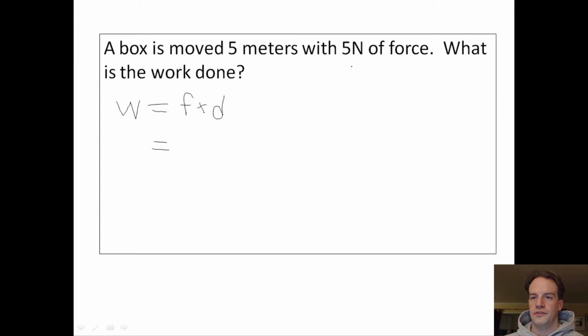Our force is 5 newtons. And we're going to multiply that by 5 meters. And that gives us 25 joules. We abbreviate joule with a J. And that's how you calculate work.